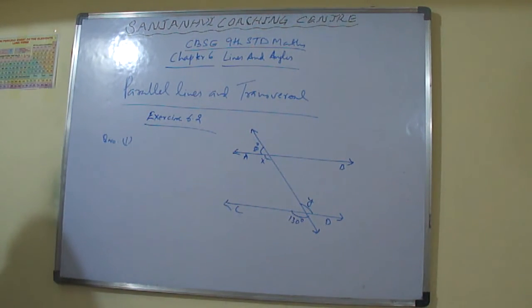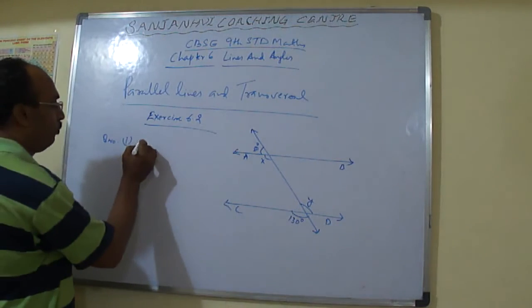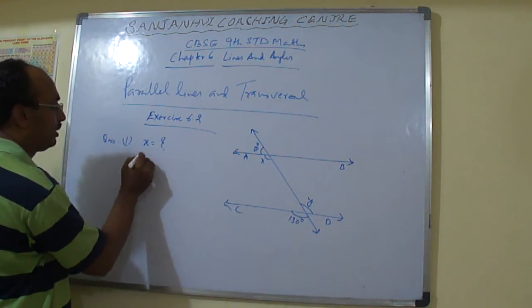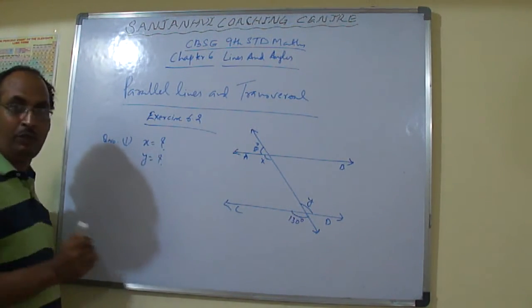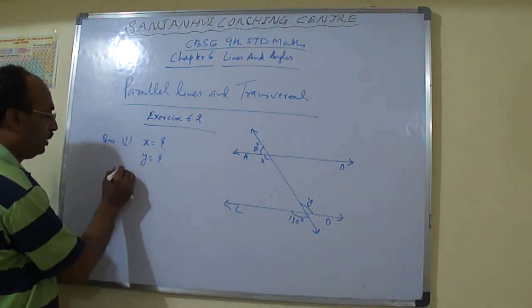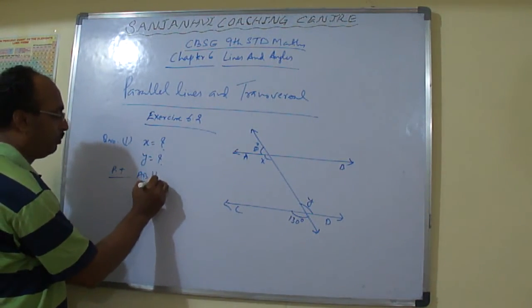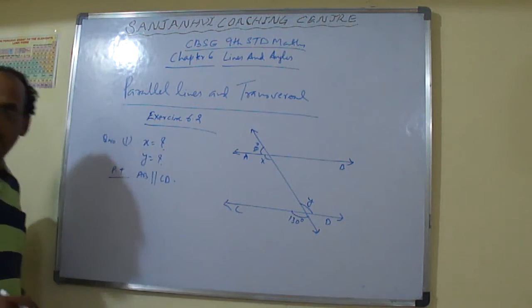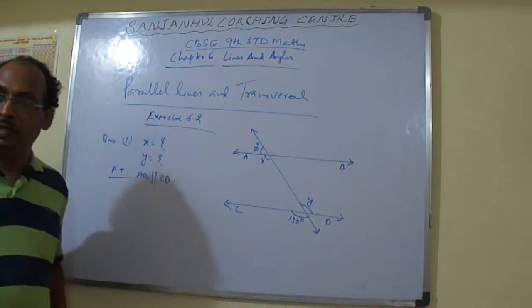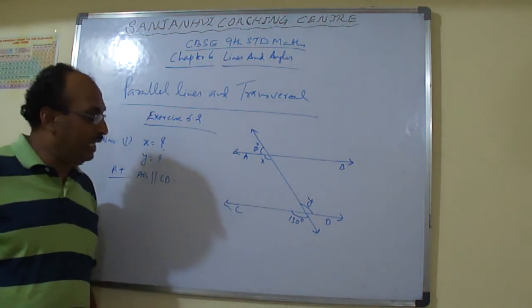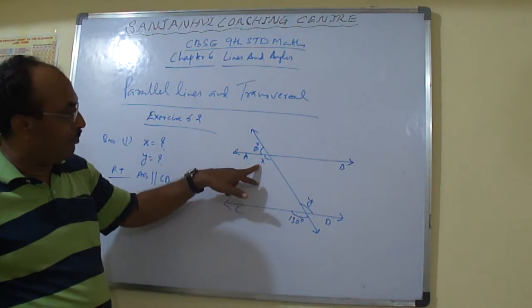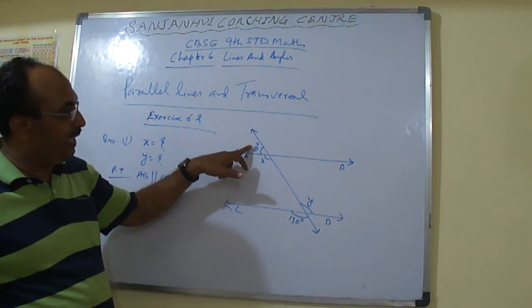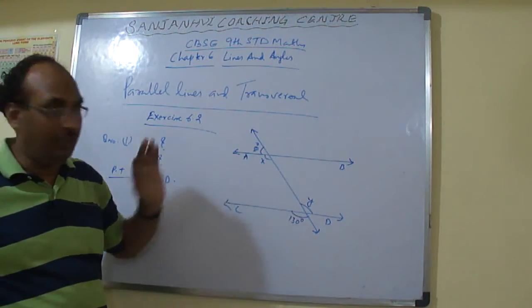Question number 1 is saying find the values of x and y. So we need to find the values of x and y, and we need to prove that AB is parallel to CD. Here, by linearity, it is 50 degree.